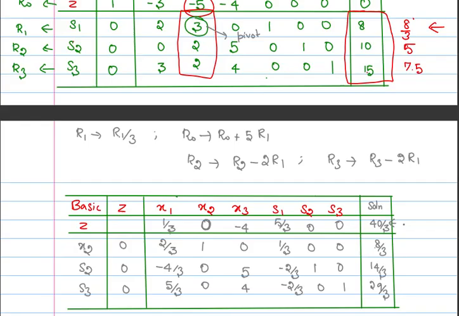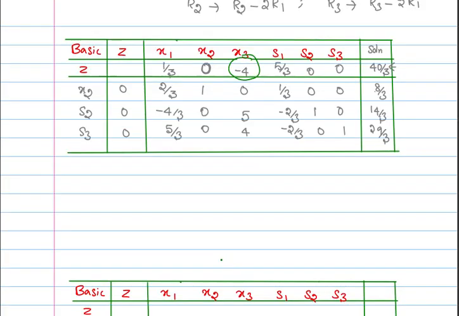So again, is it possible to increase? Yes, because here minus 4 is still there. So I can increase X3 also, and I can maximize my objective function. So this is the new basic variable. Clearly, X3 is the new basic variable.